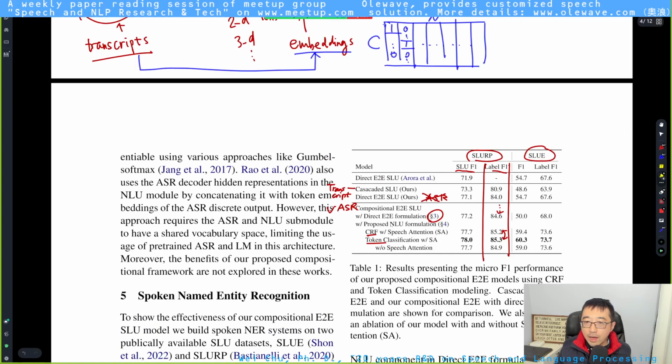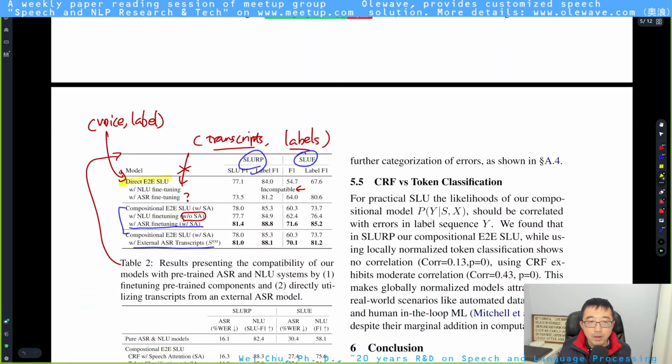Let me go back to here. Yeah, something I don't understand is why they say the NLU fine-tuning. All right, I think I'm going to stop here.